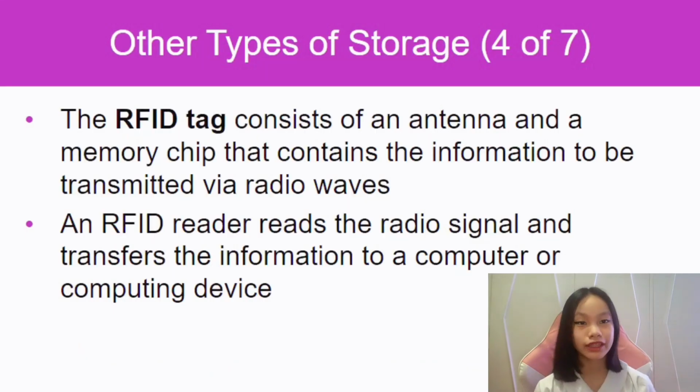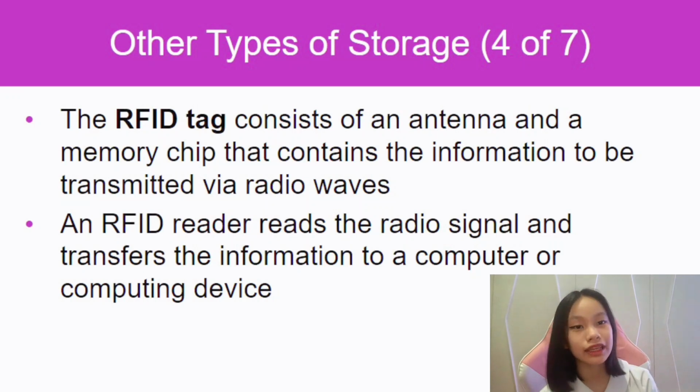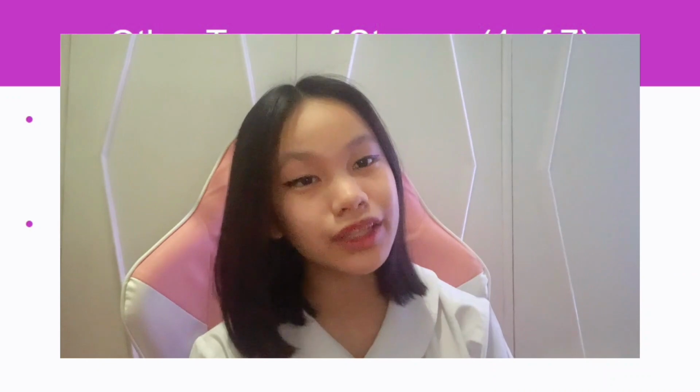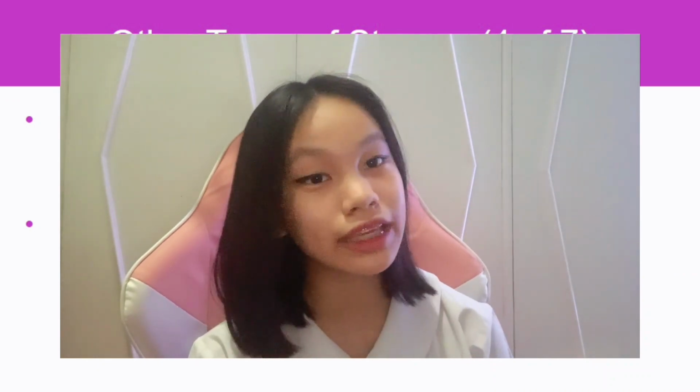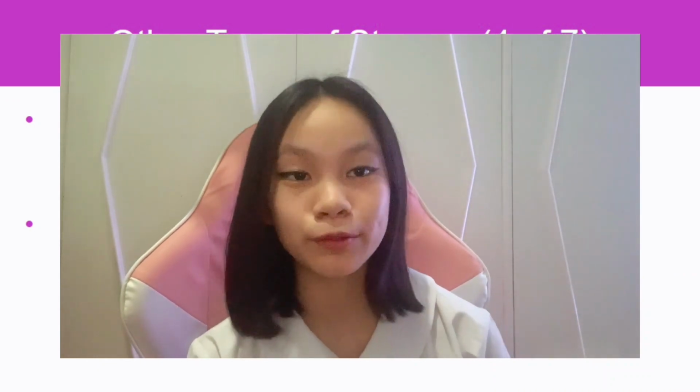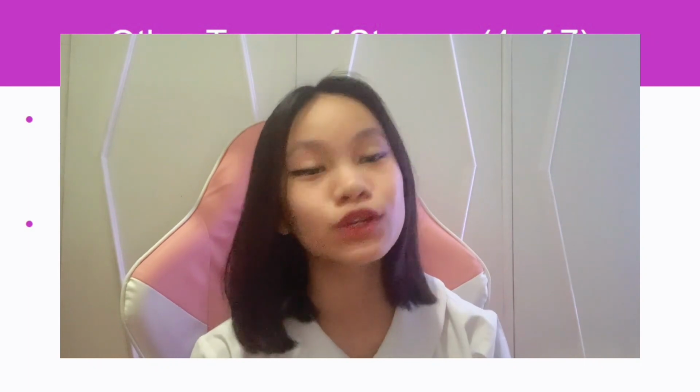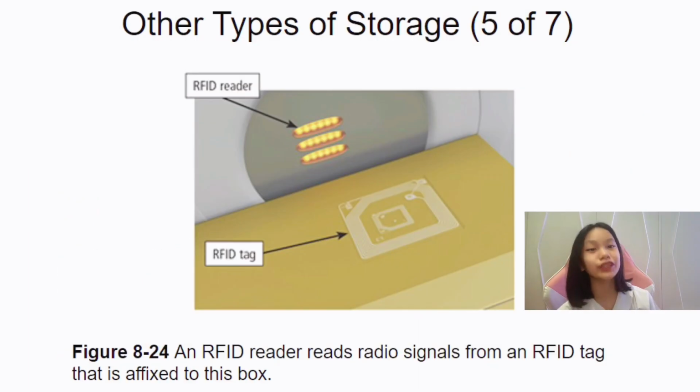Next is RFID or Radio Frequency Identification. It uses antennas and a memory chip that contains information. They are transmitted through radio waves, and when an RFID reader reads it, the data and information is transferred to a device or computer. An example nito is yung ID natin nung face-to-face. Itatap mo siya sa RFID reader at magsesend siya ng information to the school at ikokontak ang parents natin kung nakaalis na tayo or nakarating na tayo sa school.